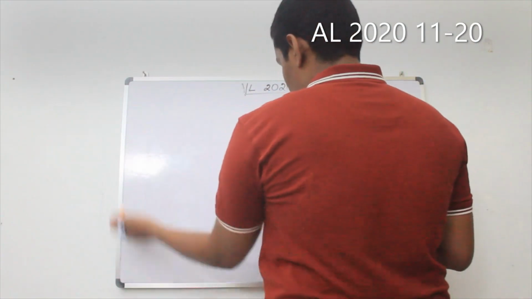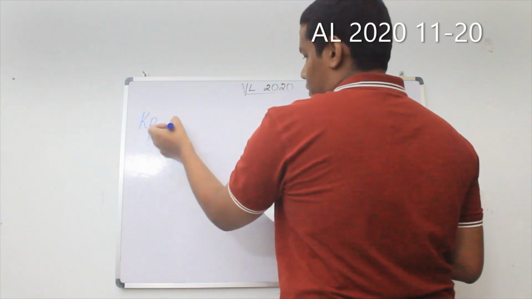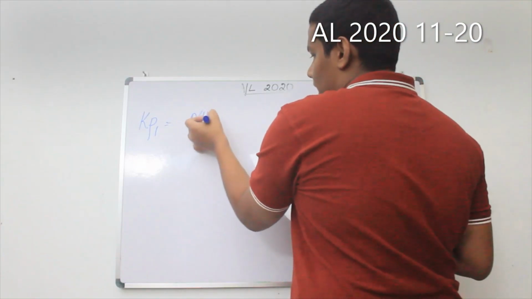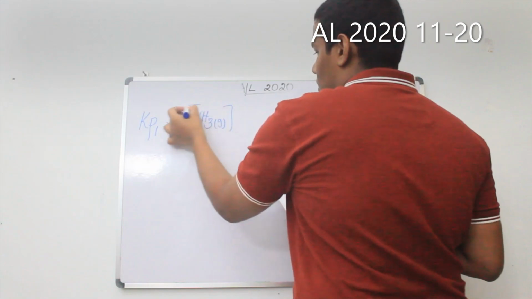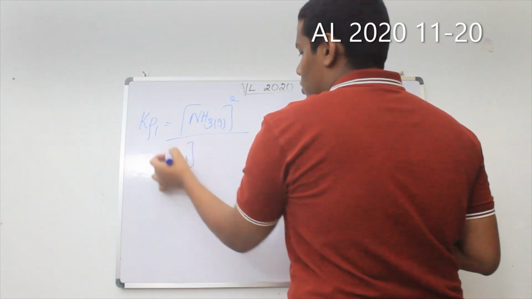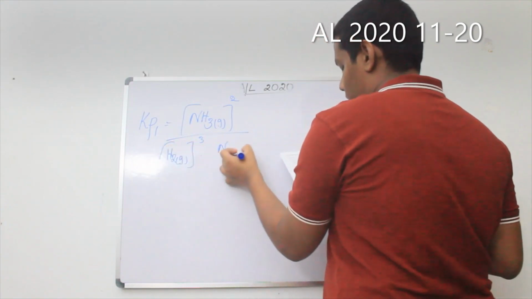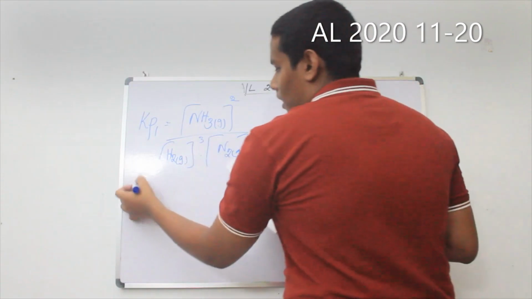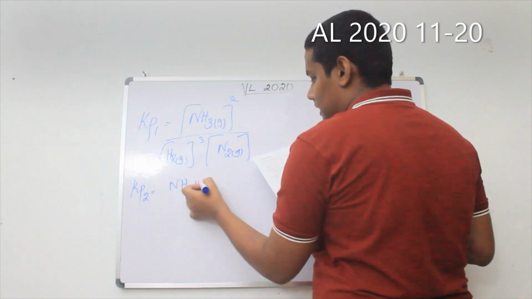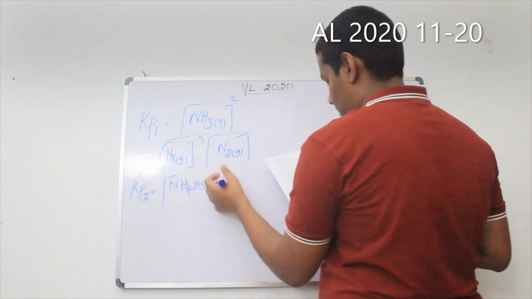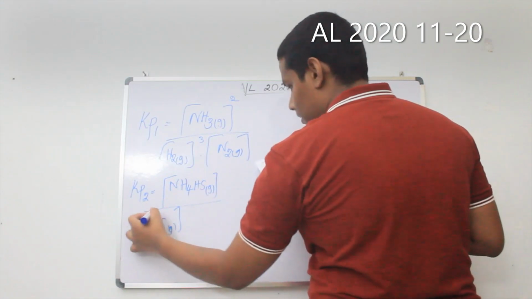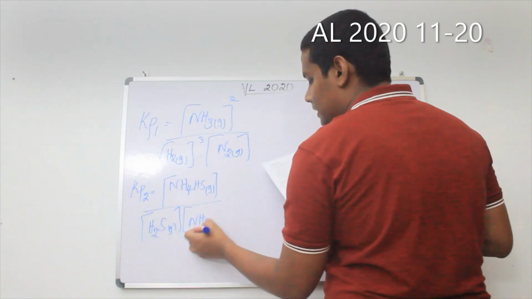Okay. I'll write the Kp1 expression without putting in the factors. Kp1 expression is NH3 gas concentration squared divided by H2 gas to the power 3 into N2 gas. Kp2 equal to NH4HS gas divided by H2S gas into NH3 gas.